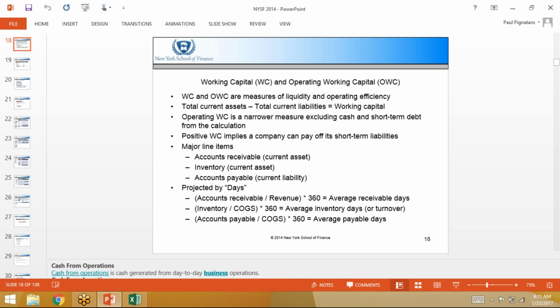In investment banking, we focus on a narrower definition of working capital, and it's called operating working capital. Operating working capital is a narrower definition of working capital.